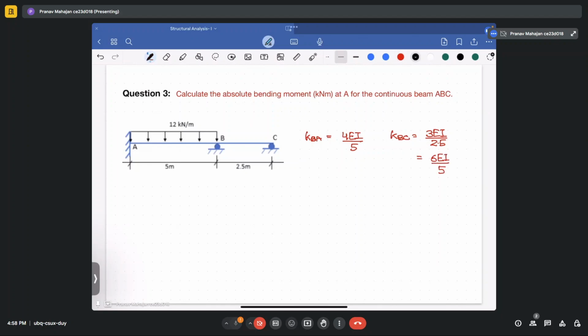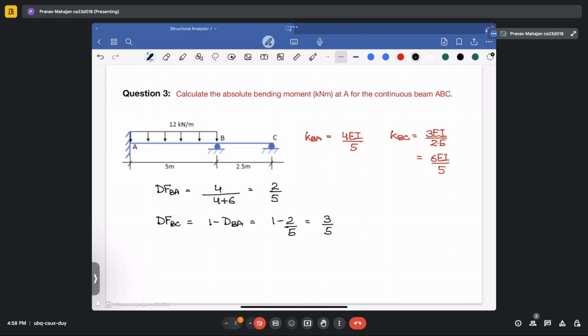Okay. So your distribution factor for BA will become 4 upon 4 plus 6. That will be 2 upon 5. And your DF for BC, you can also write it as 1 minus dBA, that will become 1 minus 2 by 5, and that will become 3 by 5.